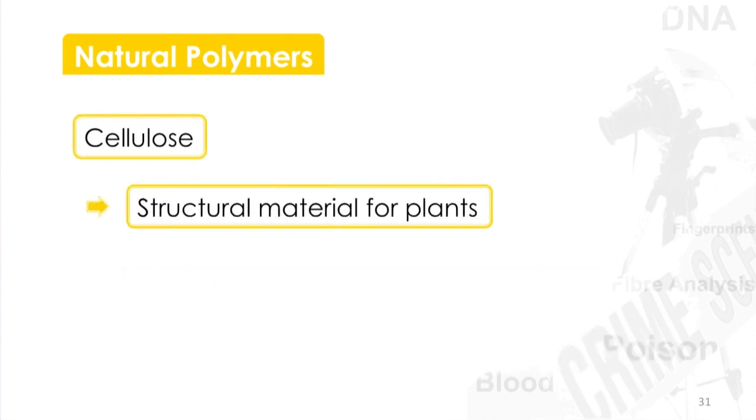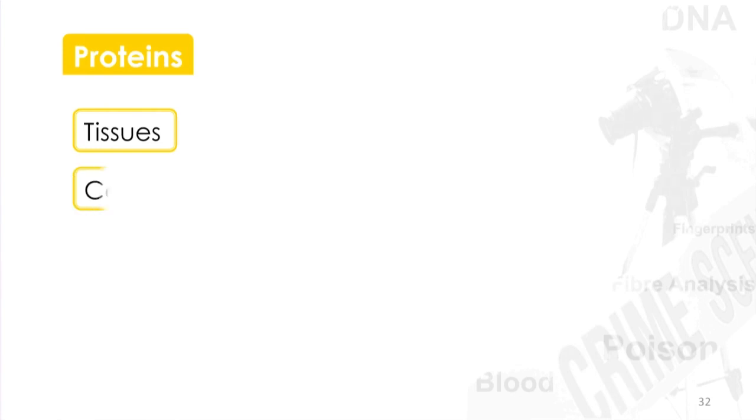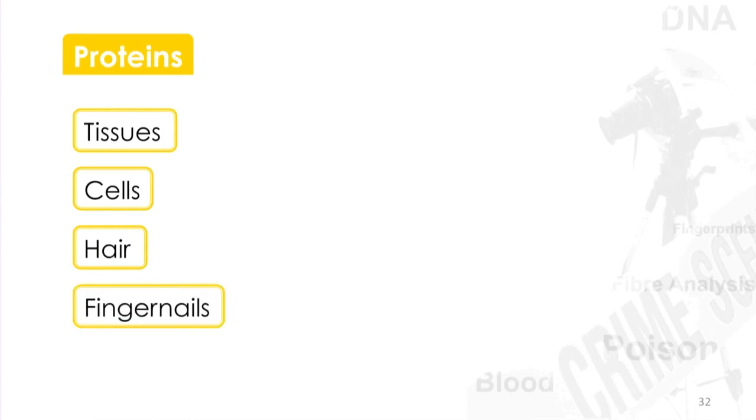So while cellulose is the structural material for plants, proteins are the structural material for animals. They provide our tissues, they provide our cells, they provide our hair. Hair is made of protein. They provide our fingernails. And they are part of our bones. Even though we say our bones are made of calcium, actually our bones are made of calcium phosphate combined with proteins.